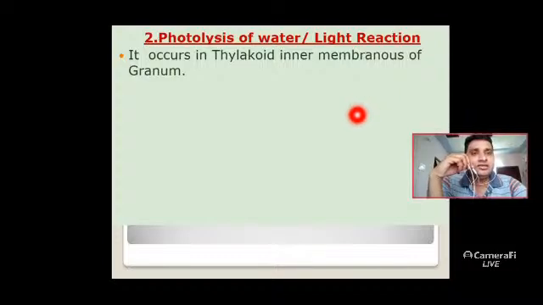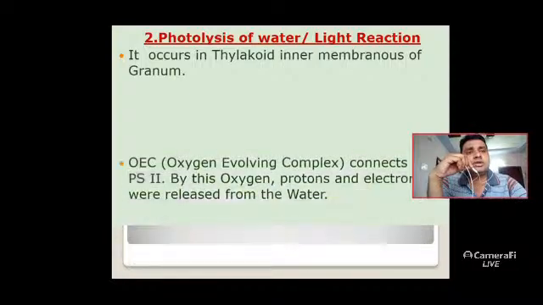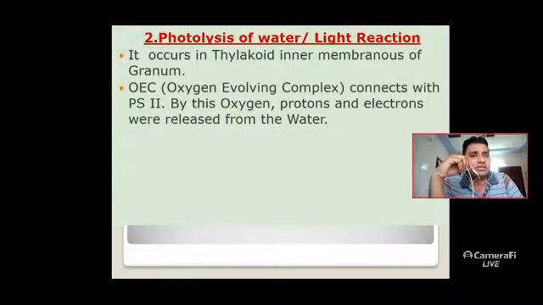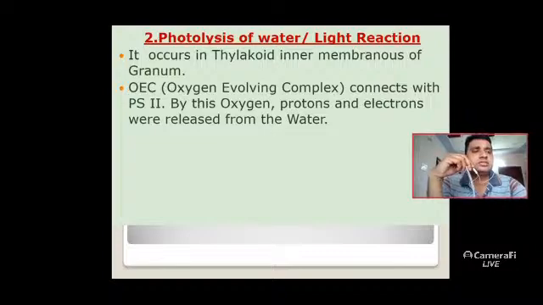So the place of photolysis of water is the inner membranes of grana. That means the thylakoid membrane only. So in the thylakoid membrane, that means in the third layer of the chloroplast, the photolysis of water process is being done. So in this photolysis of water, what does it release? You already knew that. So this is called photolysis of water.